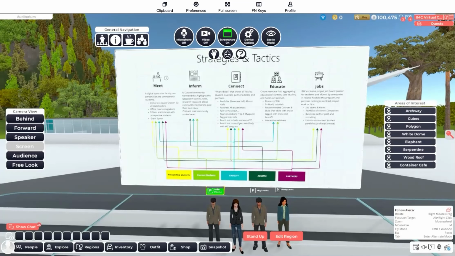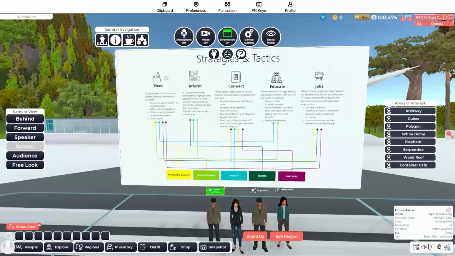Incorporating the ability to educate virtually is another important goal, as this is an immersive program, so we should be using immersive technology. This would be done by creating a resource hub, aggregating educational content, case studies, hands-on tutorials, and exploring other virtual things, all ensuring we utilize XR tech along the way.